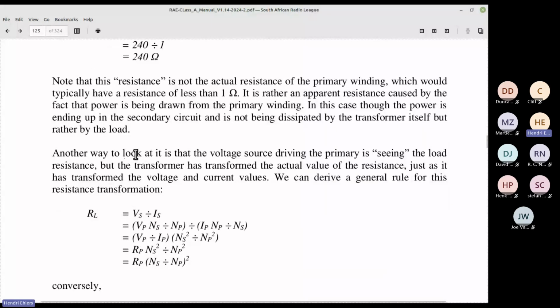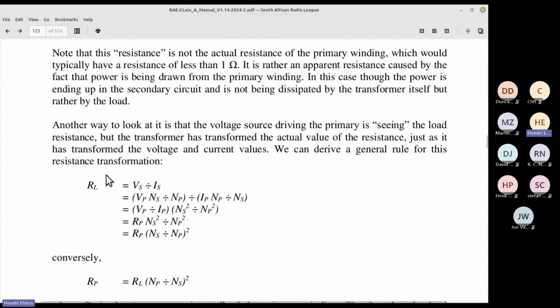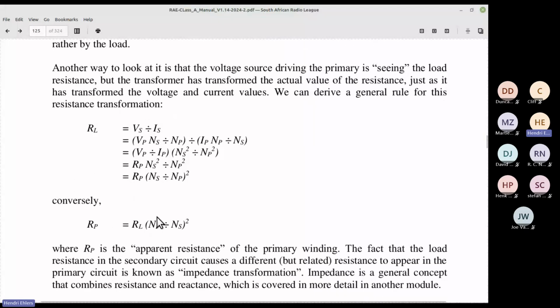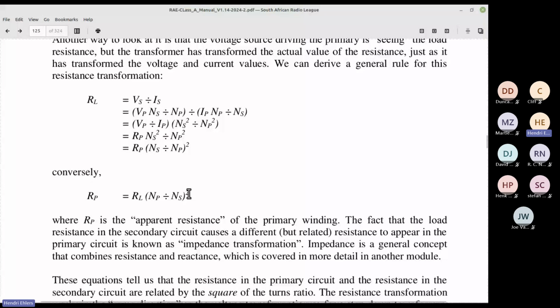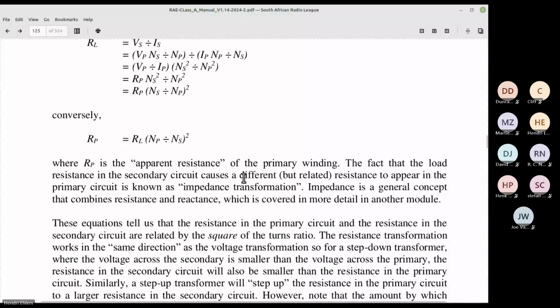And then there's another way to look at it, and they've got a massive formula here. This whole exercise is just to arrive at this formula here, which is in the formula sheet. So we don't really care how they get to this. We just care that this works. So here we can calculate the apparent resistance of the primary winding.